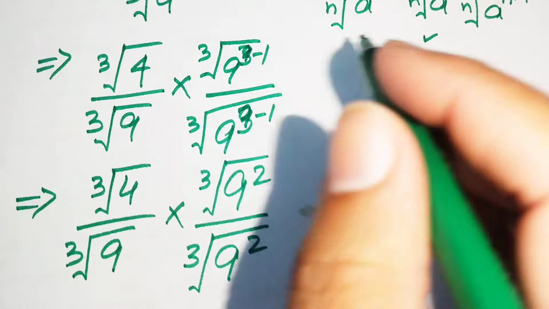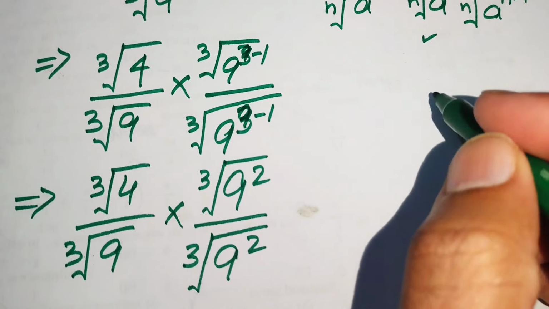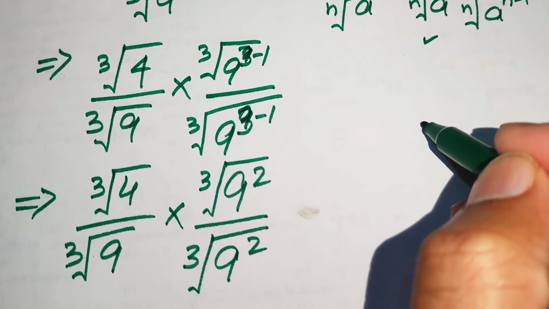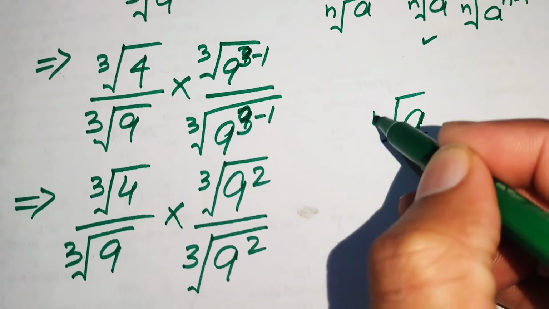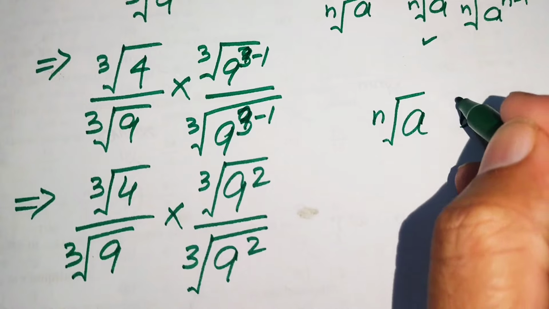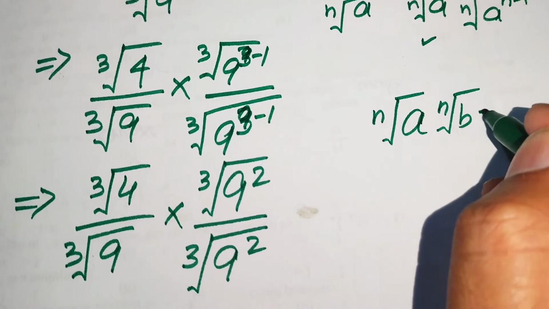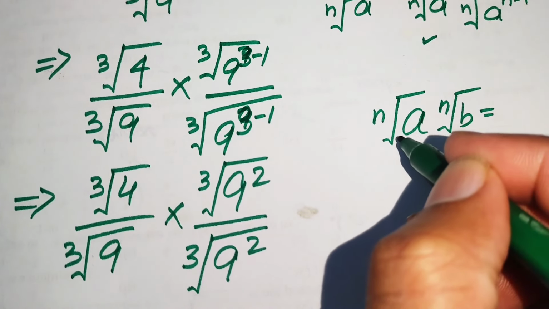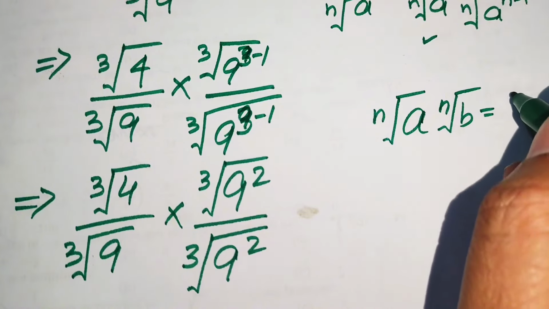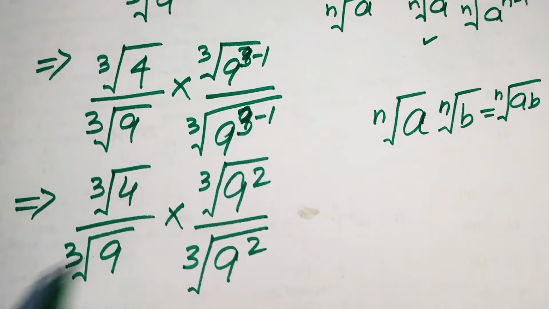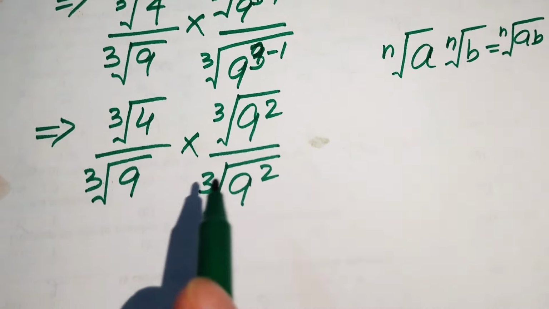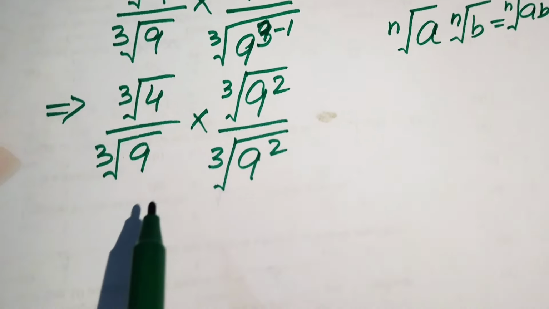So now here we use another property of radical sign. We know that the nth root of a multiplied by the nth root of b, we just combine the nth root of a and b and write it in this form. According to this property, we focus on our denominator.